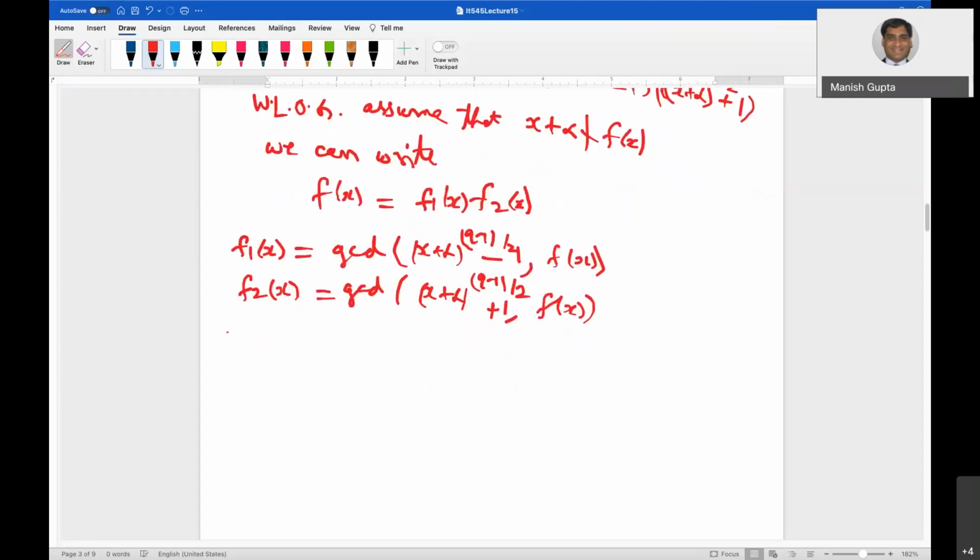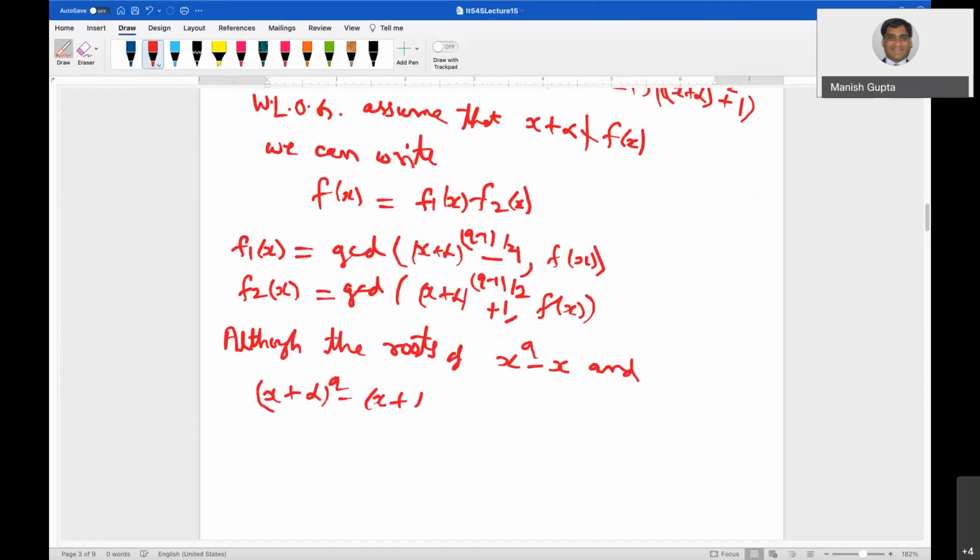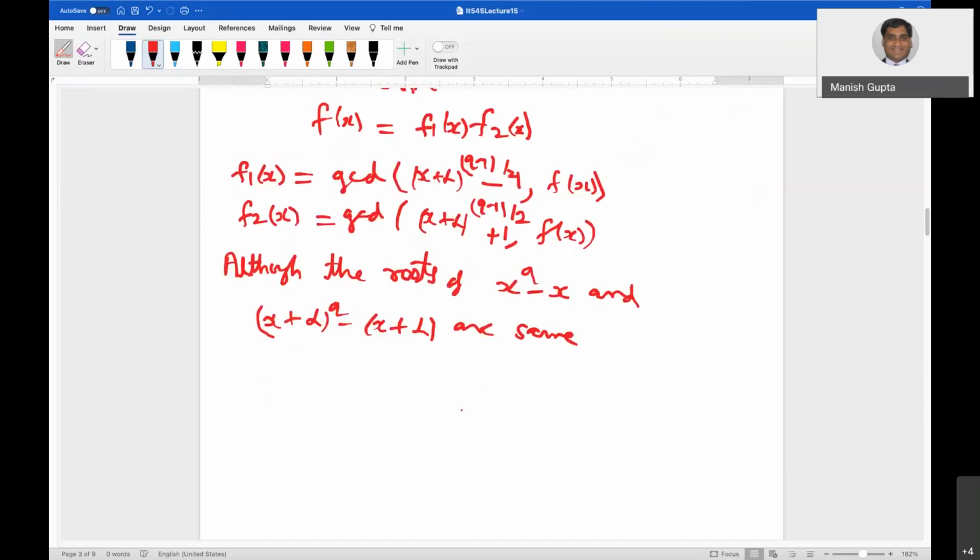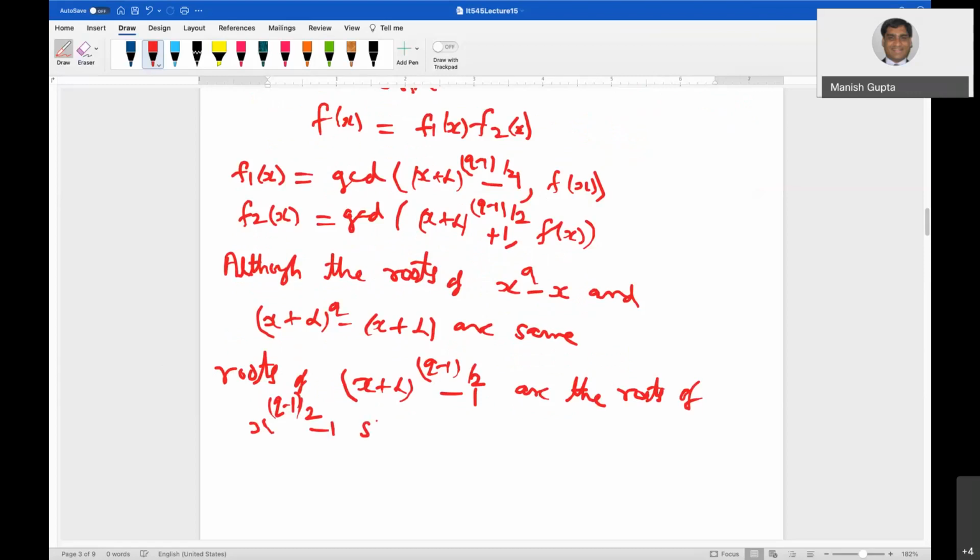So now, although the roots of x raised to power q minus x and (x plus alpha) raised to power q minus (x plus alpha) are the same, the overall set of roots is the same, right? The roots of (x plus alpha) raised to power (q minus 1)/2 minus 1 are the roots of x raised to power (q minus 1)/2 minus 1 shifted by alpha. That's the only change.